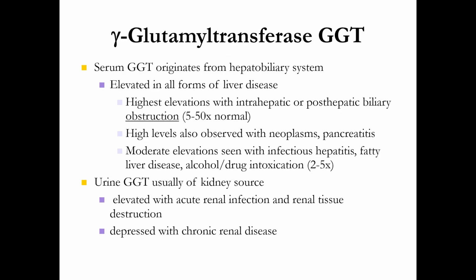GGT originates from the hepatobiliary system. It's elevated in all forms of liver disease. Highest elevations are with intrahepatic or posthepatic biliary obstruction, so it's 5 to 50 times normal. High levels are also observed with neoplasms and pancreatitis. Moderate elevations are seen with infectious hepatitis, fatty liver disease, alcohol, or drug intoxication. Urine GGT is usually indicative of kidney source, elevated with acute renal infection and renal tissue destruction. It's depressed with chronic renal disease.